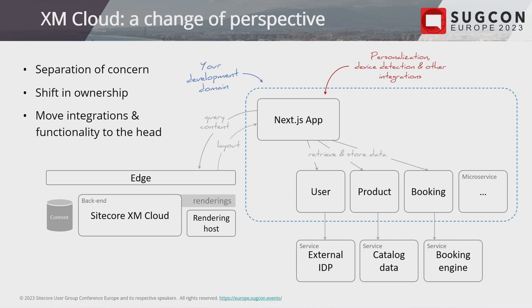So when you now look at XM Cloud, we actually see a change of perspective. And you could have always done it this way, but now you kind of have to. We see a better separation of concern. Sitecore is positioned more as a content provider, as a service like any other in your application landscape. And what you want to do is push all the integrations and functionality to your front end, to your head. Sitecore is used to push the layout, which resolves based on your URL, and you can query for additional content from your Next.js app.